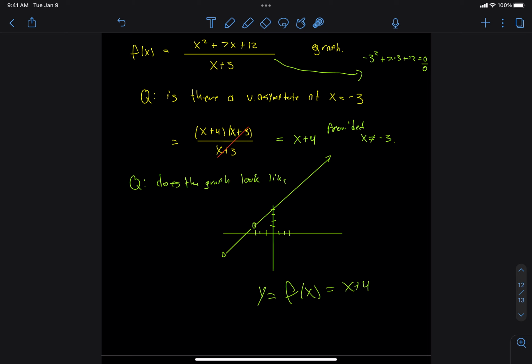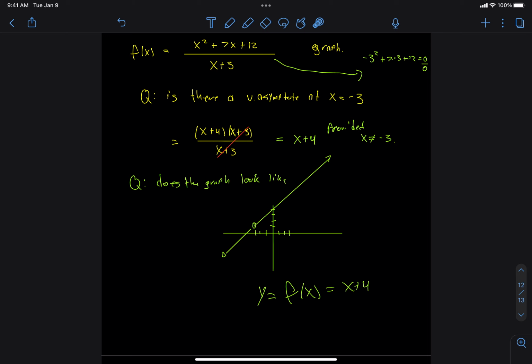So, here's a rational function with no vertical asymptote and no horizontal asymptote. Okay, any other questions on this example? No? Okay, then we did transformations. How about compositions of functions? Let's talk about compositions.